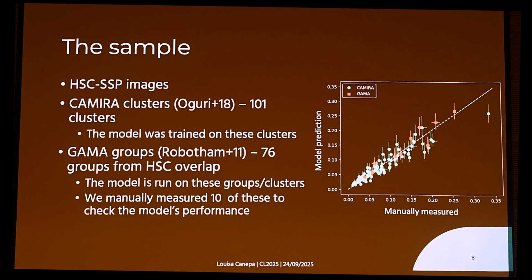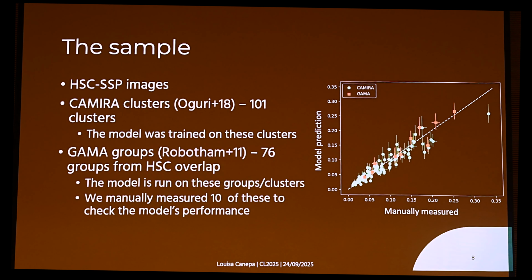So the sample that I'm going to be talking about today is HSC SSP imaging. So we have two cluster samples. We've got CAMIRA clusters, a photometric red sequence cluster finder, and this gives us 101 clusters. And these are the clusters that the model was initially trained on, and you can see the performance of the model on predicting those clusters' ICL fractions in the blue points on that plot there. And we also added another 76 groups identified by the GAMA survey, from the overlap between GAMA and HSC imaging. And these are previously unseen images by the model. So the model is just run on these groups and clusters.